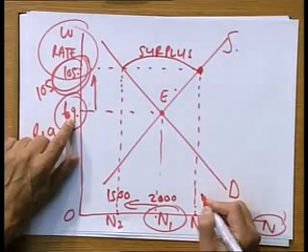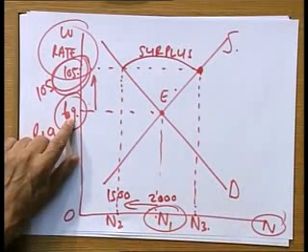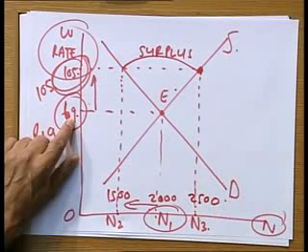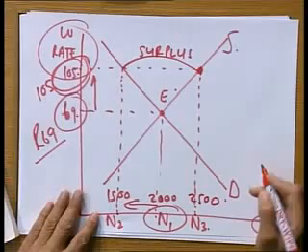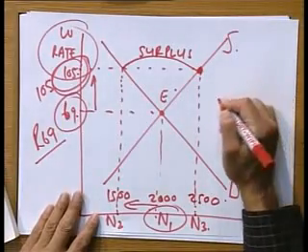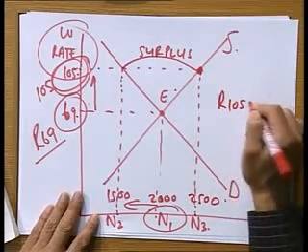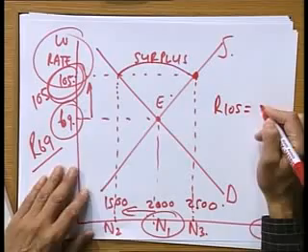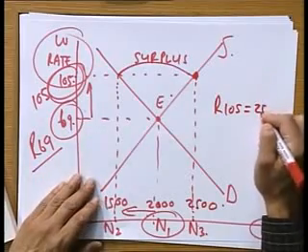But how many workers are willing to work at this higher wage? And you will see, say, for example, 2,500. So what is happening now? We've got the surplus in the labor market. At the moment, at a minimum wage of 105, the number of workers that are willing to work at that higher minimum wage is 2,500.